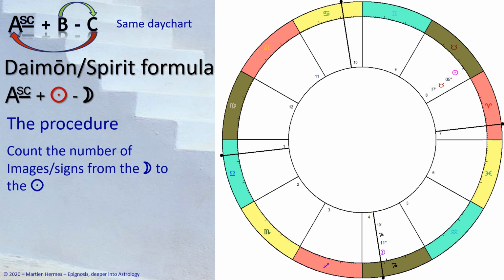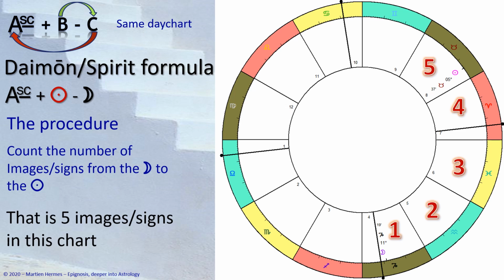Okay, now we have of course the same chart, and now I'm going to find the lot of spirit by means of the regular formula, which is the ascendant plus the sun minus the moon, and where that lot arrives, that's the ascendant of the sun, as it's called by Paul of Alexandria. So the procedure is like this. Now you count the number of images between the moon and the sun, because that's what the formula instructs us to do. So that's like this, okay? And that's 5 images in this chart. No problem there, I think.